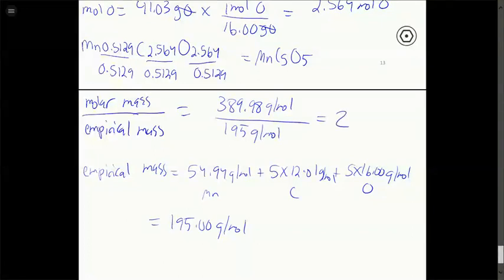And so that means our molecular formula is going to be 2 times the empirical formula. When the ratio of the masses is 2, that means the ratio of the molecular formula to the empirical formula is also 2. So if we take our empirical formula, MnC5O5, and we double it, that's going to give us the correct molecular formula, which is Mn2C10O10.